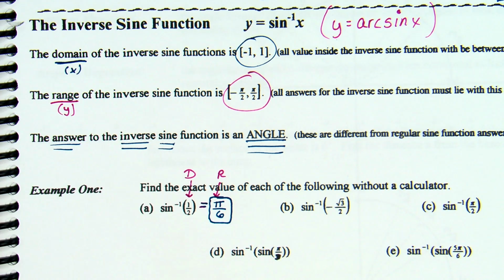Okay, questions on it? You can agree that the sine of pi over 6 equals 1/2, right? So we were saying, when does sine equal 1/2? And that was pi over 6. Okay, let's try B.